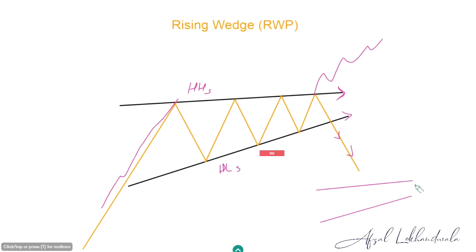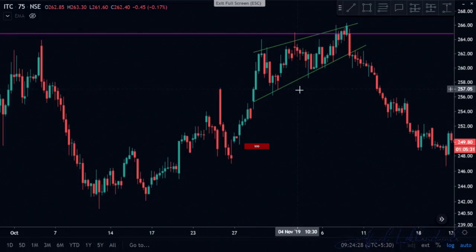Now let us take a few market examples. Here is the ITC 75 minutes chart. We can clearly see a rising wedge pattern. If you look at the highs, they are higher highs. If we connect the lows, we get a steeper, upward sloping line, which forms the pattern of a rising wedge.